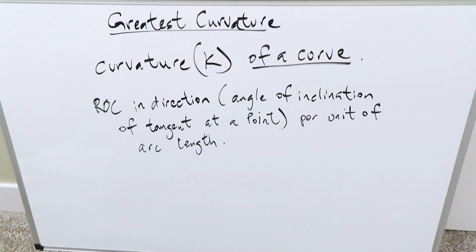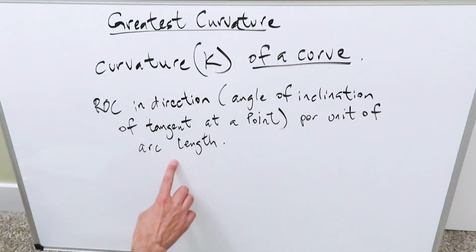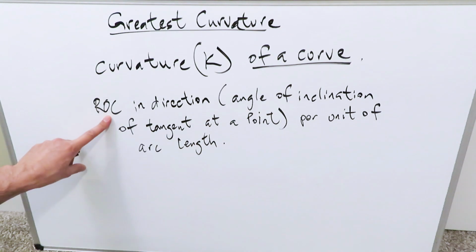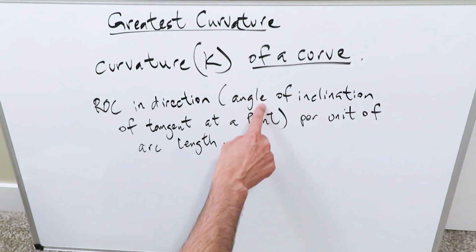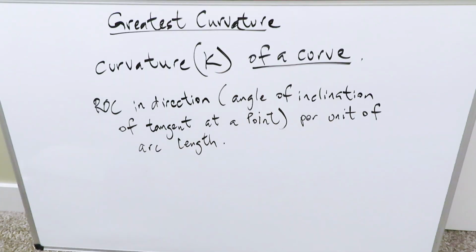The curvature, which is symbolized with a capital K of a curve, is your rate of change in the direction per unit of arc length of that function. Or in other words, you can say the rate of change of the angle of inclination of a tangent at a point on that function per unit of arc length. You can understand this by means of a graphic representation.